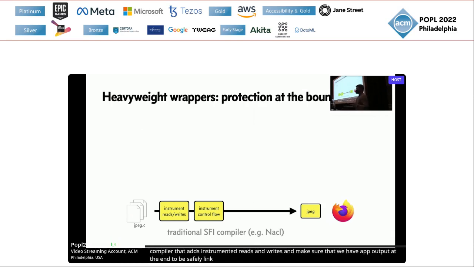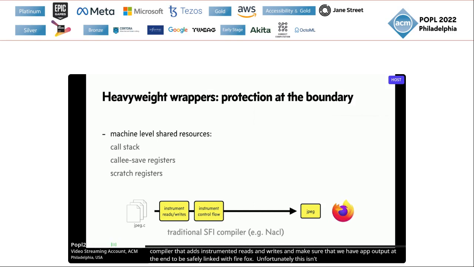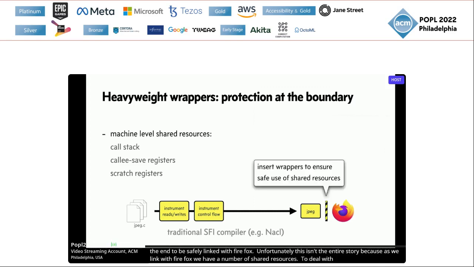Unfortunately, this isn't the entire story, because at that low level where we're actually linking with Firefox, we have a number of shared resources at the machine level, such as a call stack, callee-save registers, and scratch registers. And to make sure that these are handled securely, traditional SFI tools insert a set of wrappers that we call heavyweight wrappers to ensure that these are used securely.